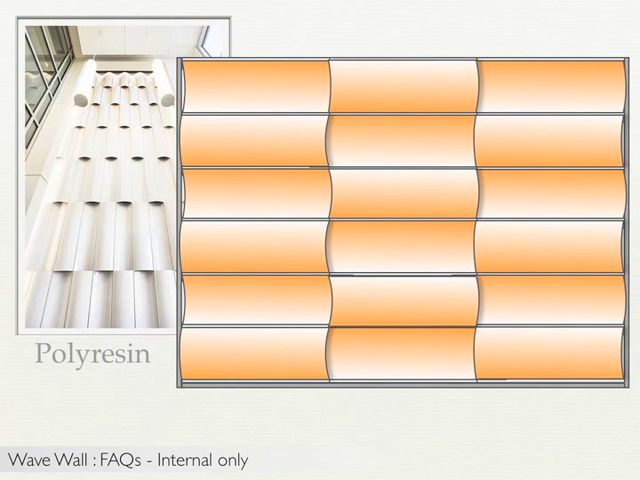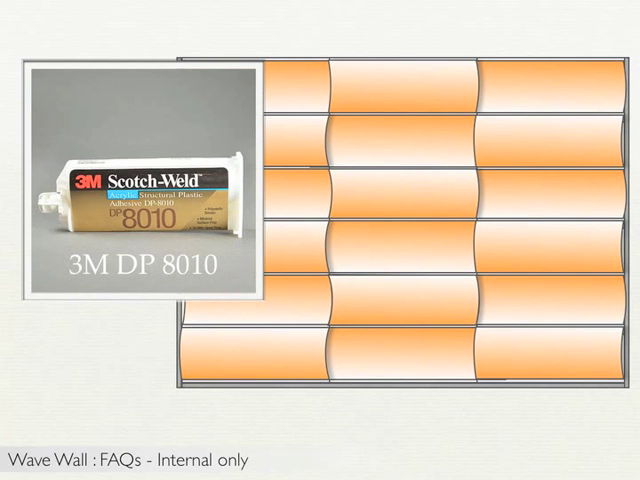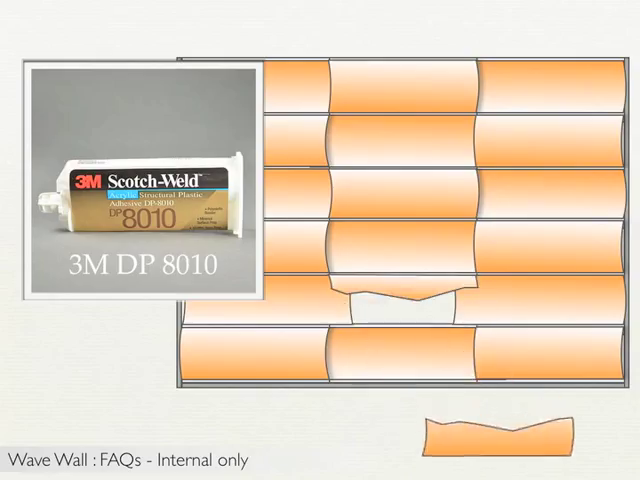Now, if the customer wants something truly permanent, 3M DP 8010 is the choice. This adhesive, in contrast to Sil Glaze 2, does work with polyresin. Note that this is a very strong adhesive, and attempting to remove tiles with this adhesive applied will likely result in damaging the tiles.